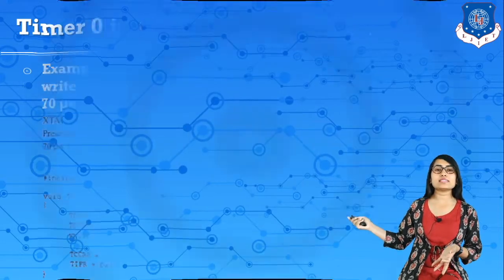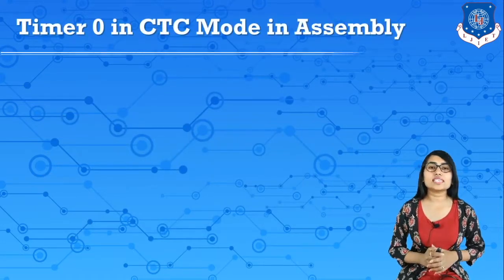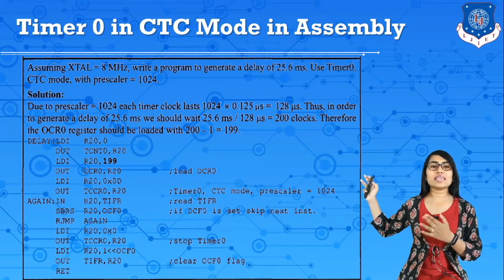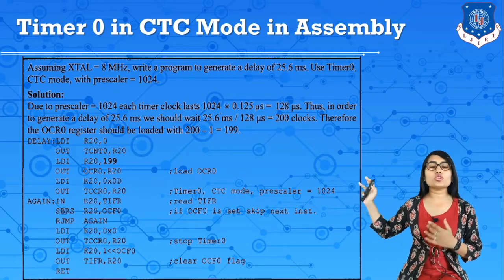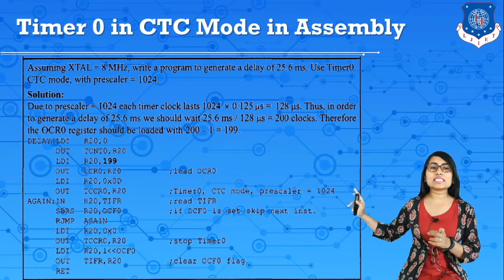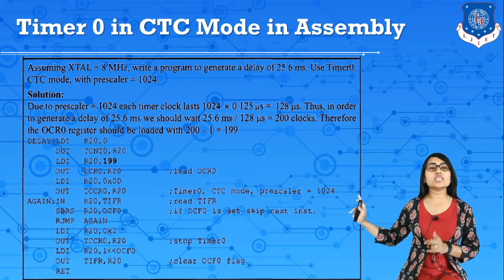Now let's discuss timer 0 in CTC mode in assembly. Assuming the clock frequency is 8 megahertz, write a program to generate a delay of 25.6 milliseconds. Use timer 0 CTC mode with a prescaler of 1024.